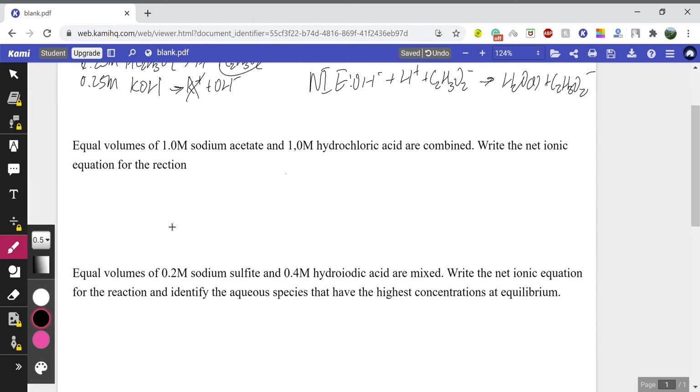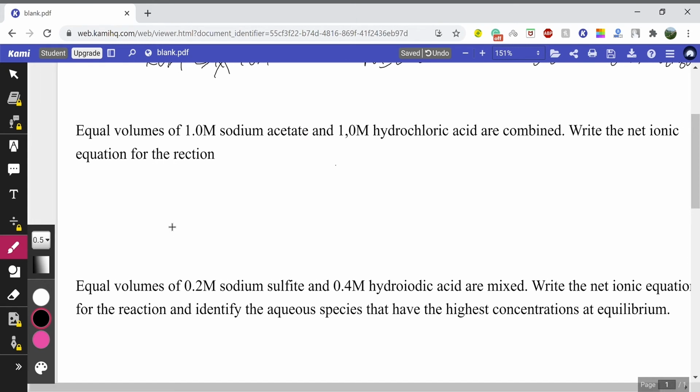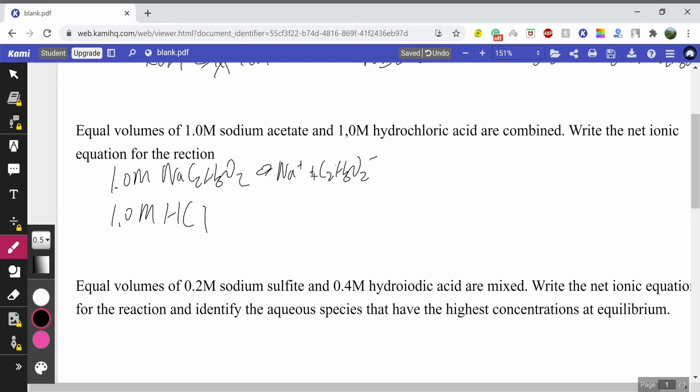Now for the next one, we need to find the net ionic equation again, and this time we're dealing with 1.0 molar NaC2H3O2, sodium acetate, and 1.0 molar HCl, hydrochloric acid. Sorry, obviously that's 1.0 molar. This is going to be Na plus plus C2H3O2 minus, and this is going to be H plus plus Cl minus.